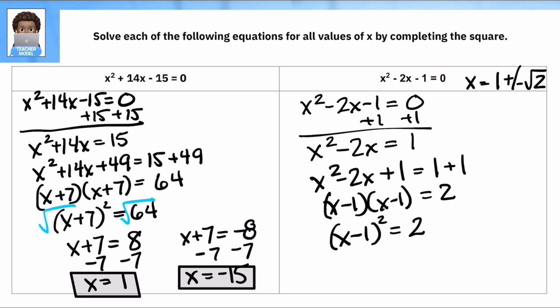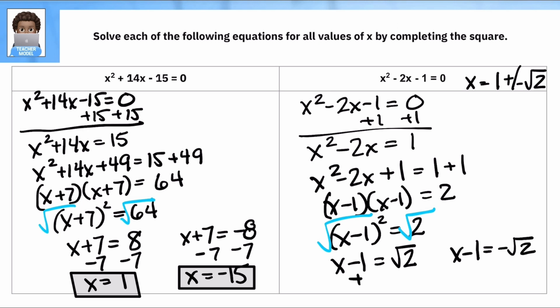Now we can find the square root of both, and we get x minus 1 is equal to square root 2. And again, we have a positive and a negative version of square root 2. So I'm going to have both of them here. X minus 1 is equal to negative square root 2. So you can see both of them. And in both cases, we're going to add 1.